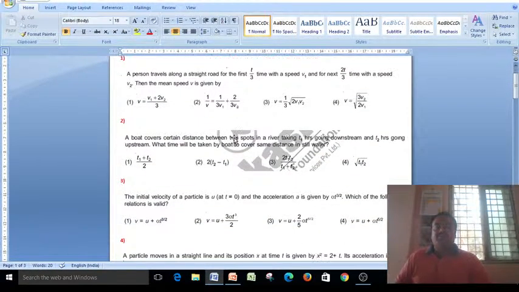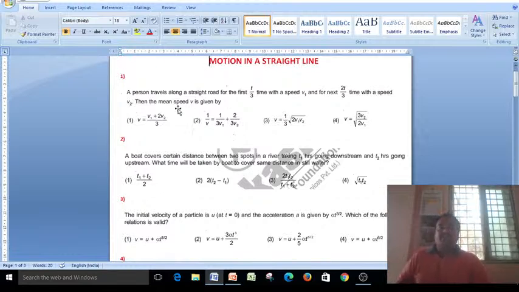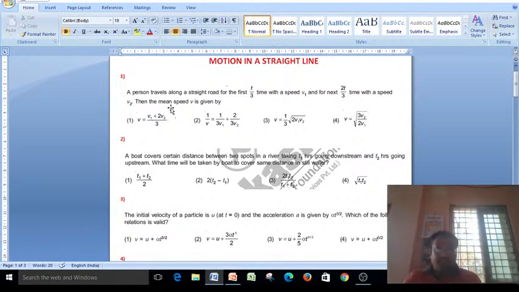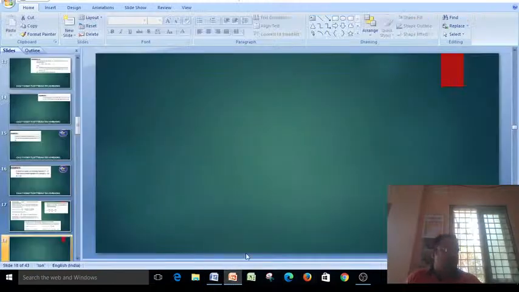See, I have taken these motion in a straight line problems here. A person is traveling along a straight road for the first t/3 time with a speed v1, and for the next 2t/3 time with a speed v2. Then the mean speed v is given by, he is asking. We have to calculate the mean speed.